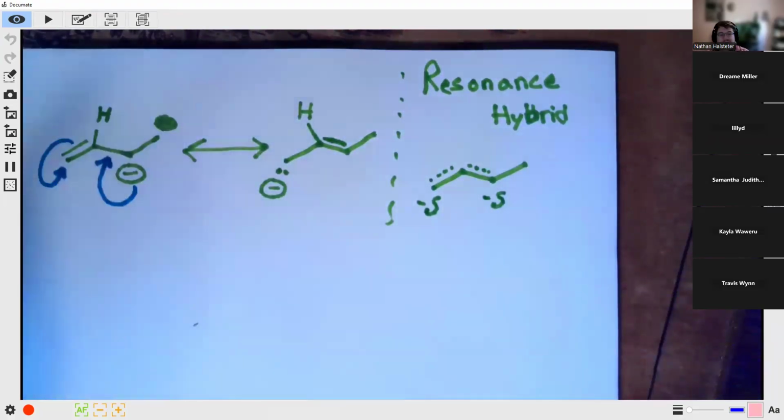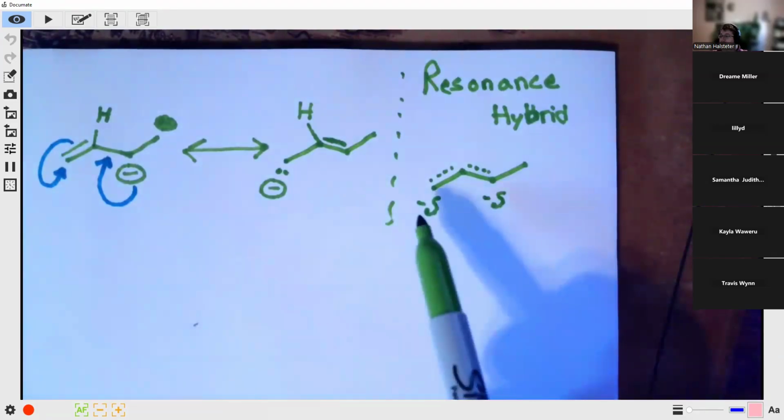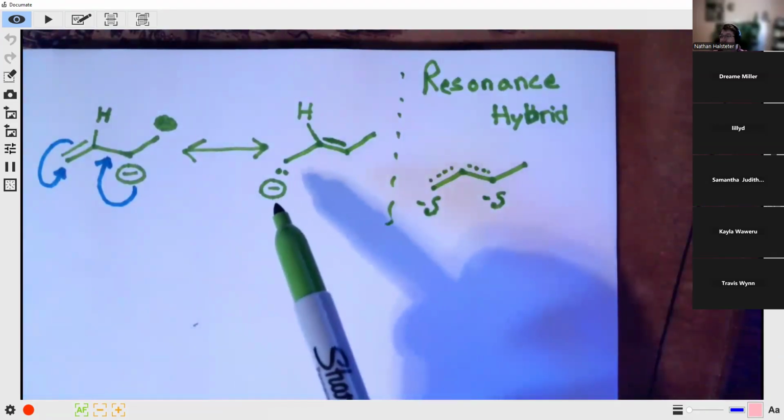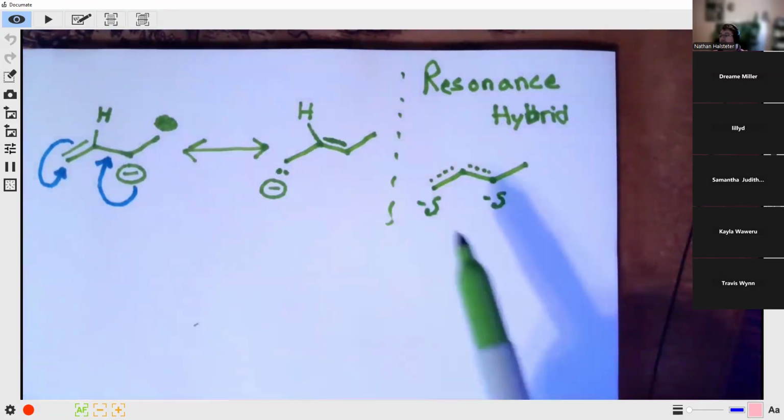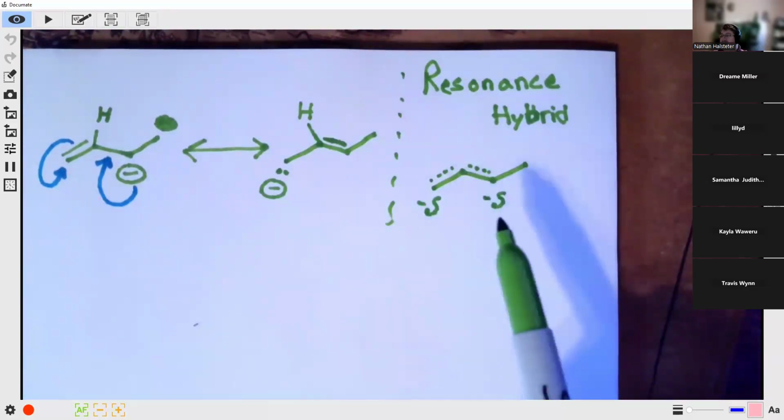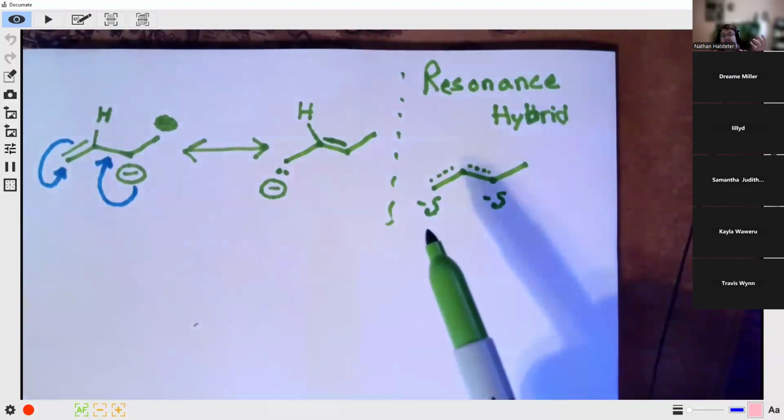So remember, at its core, what resonance is and why we do it, is moving electrons around to delocalize a charge. It doesn't matter if that charge is positive or negative. We are just moving a charge around via electrons within one molecule to help disperse that charge. Instead of one person carrying the refrigerator, we can have 2 friends carrying the refrigerator, and that makes it a lot easier. In this case, it makes it a lot more stable.